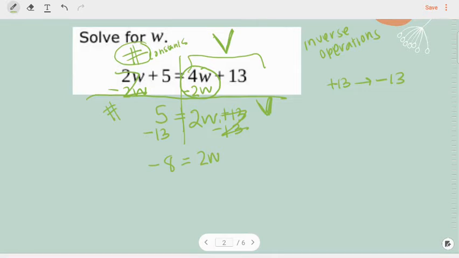Well, how do I finish this up? Notice I have multiplication going on. How do I undo multiplication? How do I get rid of that 2? Timesing by 2, I divide by 2. So I'm going to divide by 2 on the right, and I'm going to divide by 2 on the left. And negative 8 divided by 2 is negative 4. And 2 divided by 2 cancels out. So I am left with w is equal to negative 4.